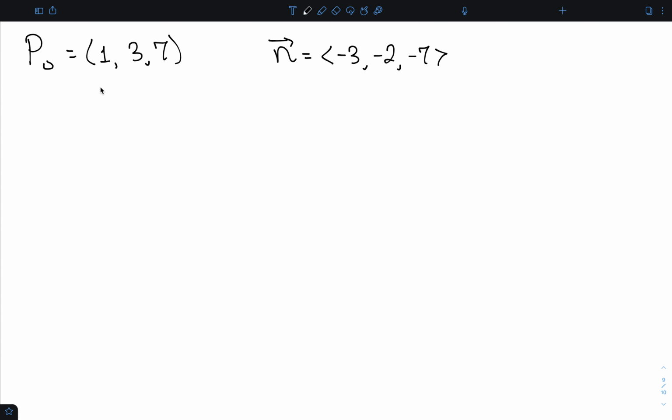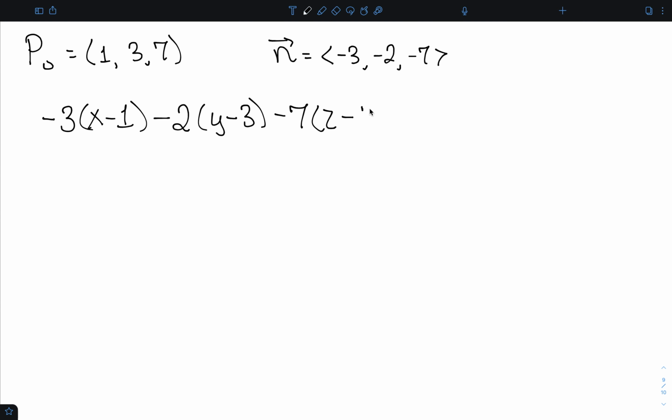Let's consider a plane passing through the point 1, 3, 7 with normal vector -3, -2, -7. Using the equation, we use the normal vector, x minus the x-coordinate, plus the normal vector, or in this case, plus -2, y minus the y-coordinate in the point, and then we do the third component of the normal vector, z minus the z component of my point. And this must be equal to 0.